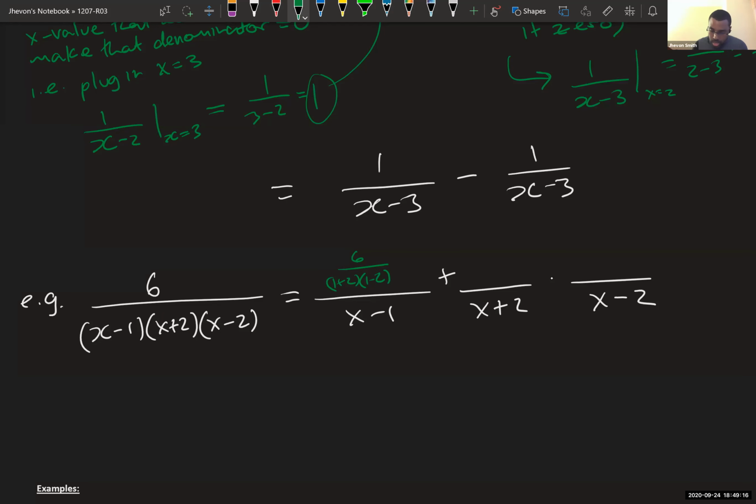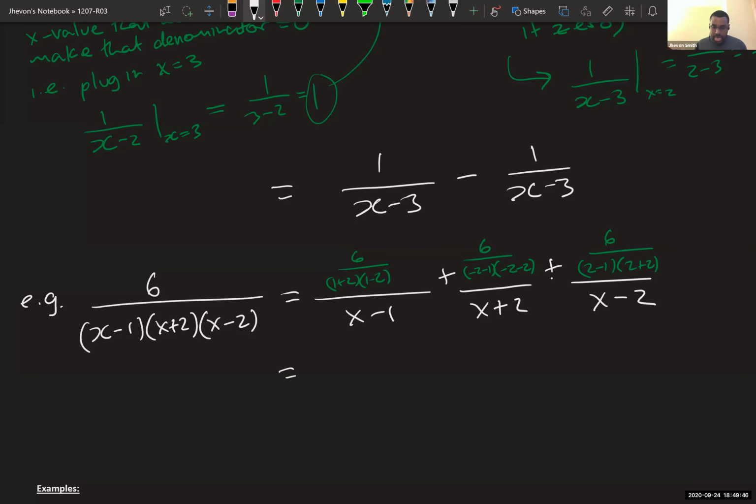So the numerator here is going to be 6 over, I plug in minus 2, that's minus 2 minus 1, and plug in minus 2 here, that's minus 2 minus 2, and that's going to be what's on top there. Then to do this, I'm going to cover up x minus 2, and then I'm going to plug in x equals 2 into the remaining parts. So that'll be 2 minus 1 times 2 plus 2.